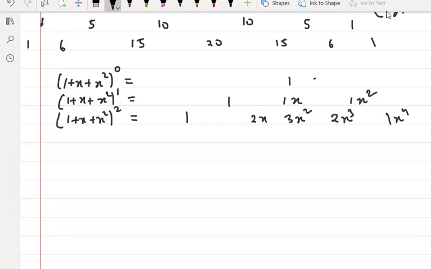Think about it, guys. Now, next term, what do you think? Next term, (1 + x²)³. Again, think about what it would be.